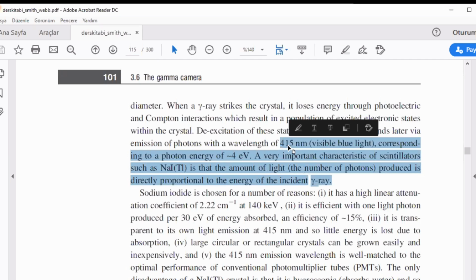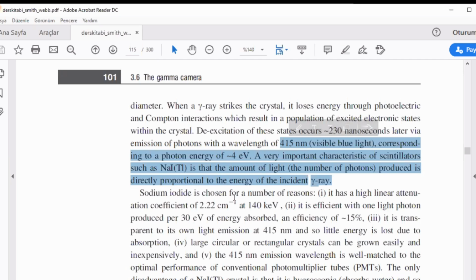So this is one of the most important things. We have to produce visible light photons proportional to the incoming gamma ray photons. This is the intensity of the imaging, let's say, gamma ray. And also proportional to the number of X-rays coming from the organ.